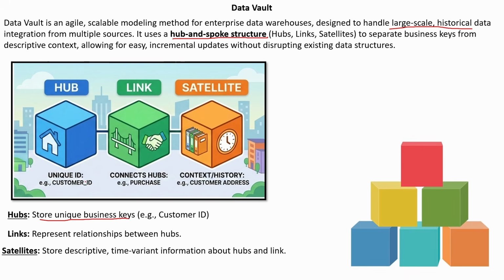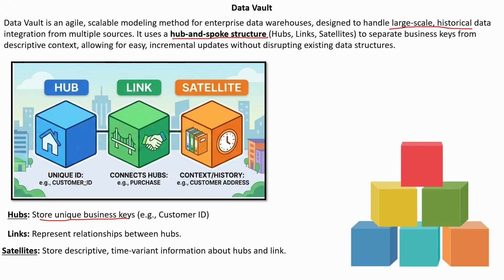Cool. Lastly, we have satellites. Satellites are like the buildings that hold all the detailed information. Imagine customer hall has many floors. Okay. Each floor represents a different satellite. One satellite might hold the customer address, and another might store their contact information or other information, and another might track even their preferences.